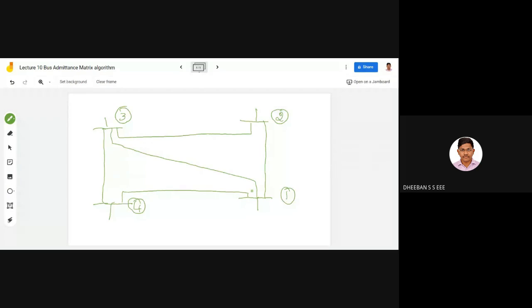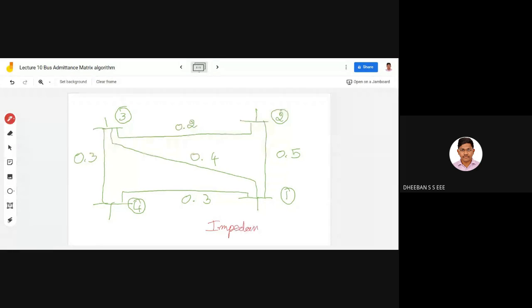So they have given 0.2, 0.4, 0.5. For 1 4 it is 0.3, and again it is 0.3. So this is the diagram they have given, and you have to see that all the values are impedance values.